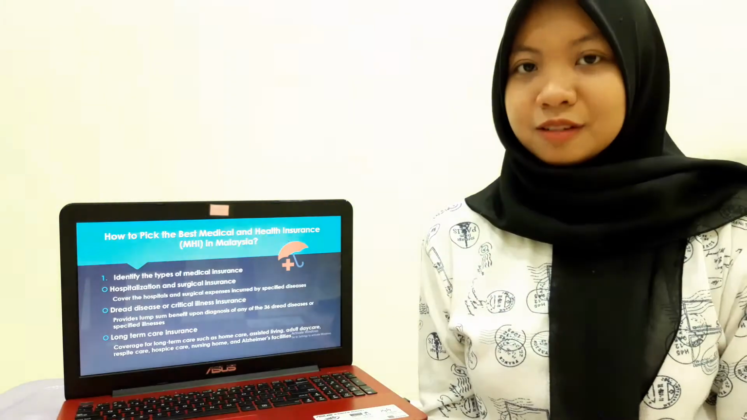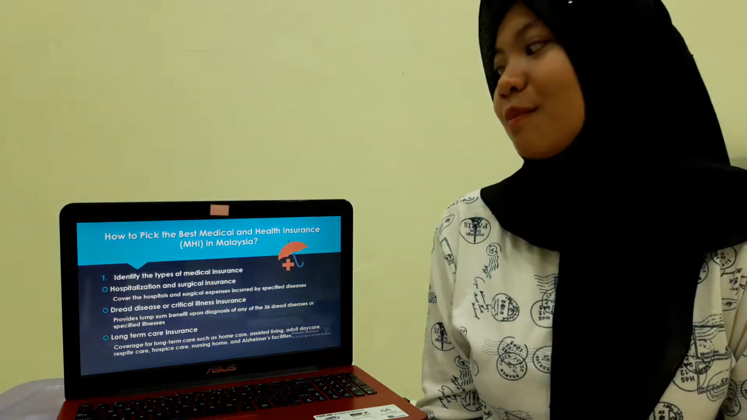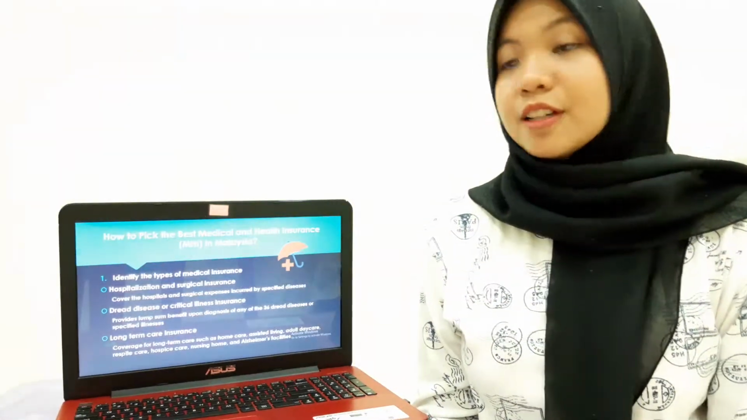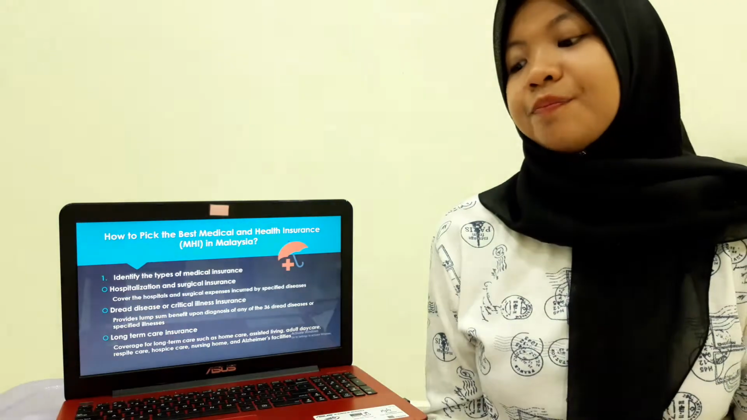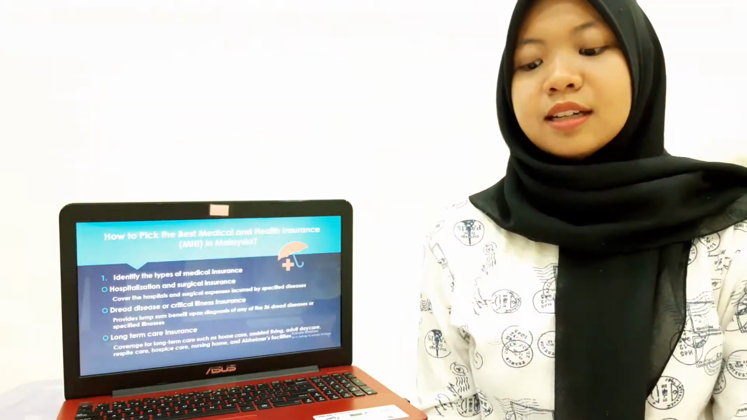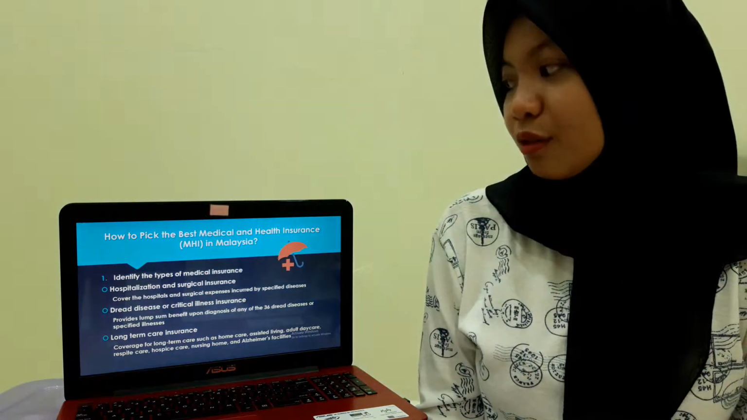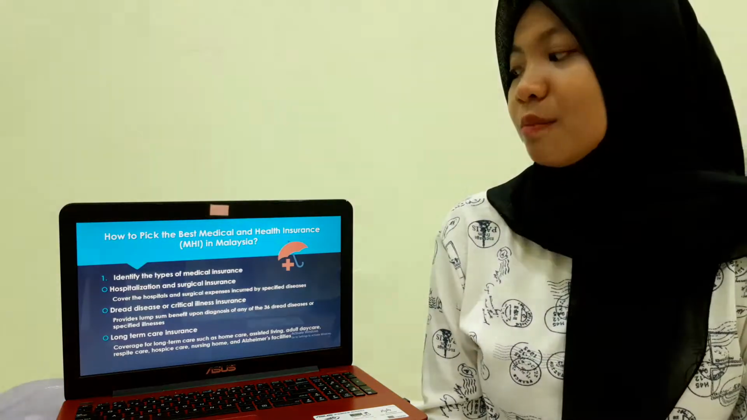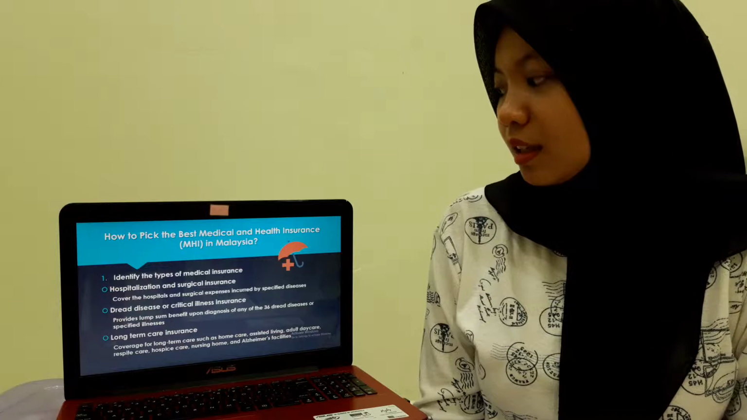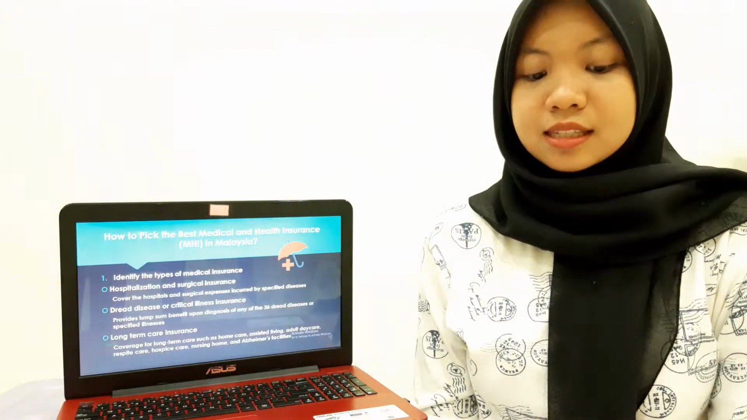So let's proceed to the main point of this presentation, which is how to pick the best medical and health insurance in Malaysia. The first point is to identify the type of medical insurance. There are three types of medical insurance. The first one is hospitalization and surgical insurance, which covers hospital and surgical expenses incurred by specified disease.